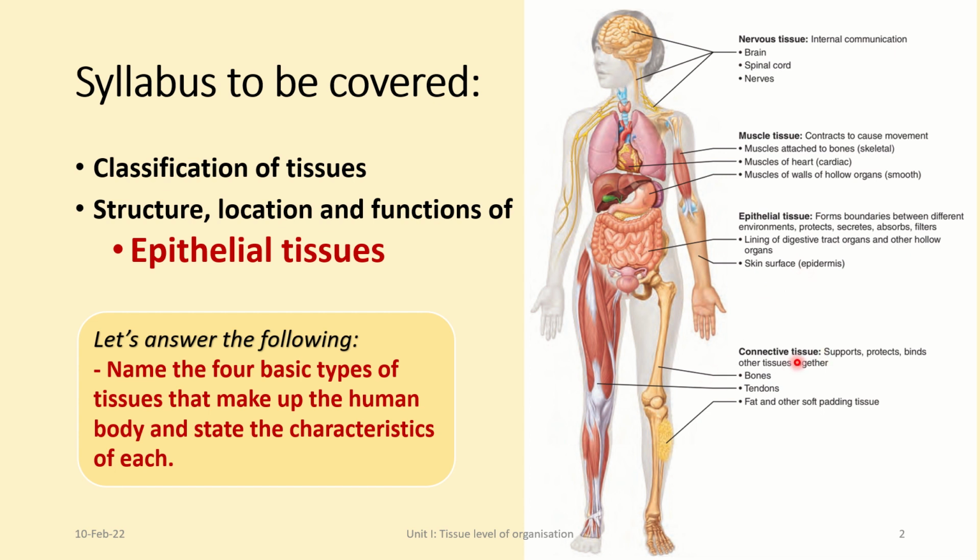Finally, the 4th type of tissues are the connective tissues, which are again responsible for support, protection, and binding all the tissues together. The largest connective tissue that we are aware of is the blood. Along with that, we have the bones, the tendons, fat and other soft padding tissue.